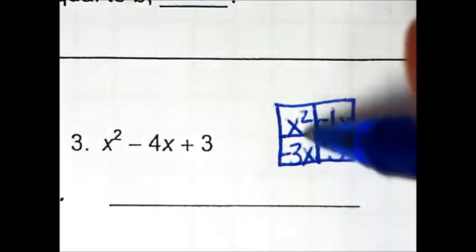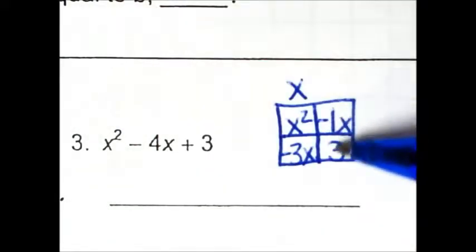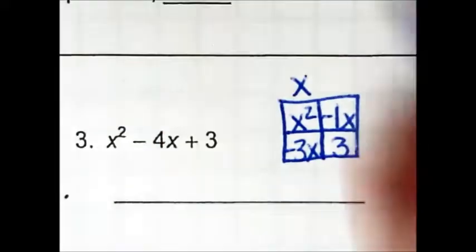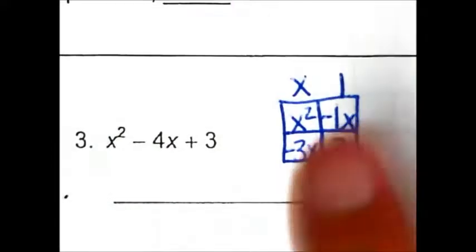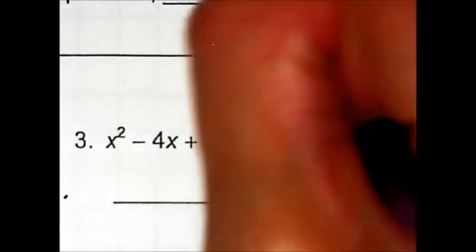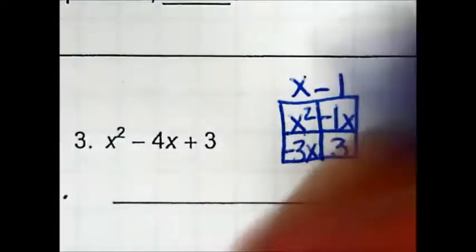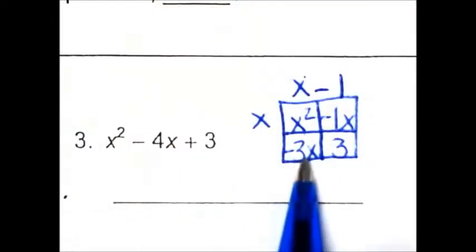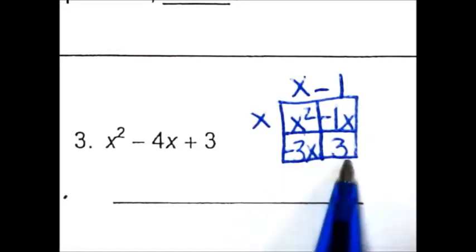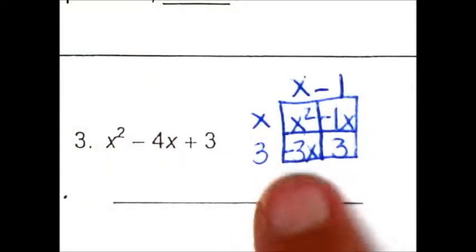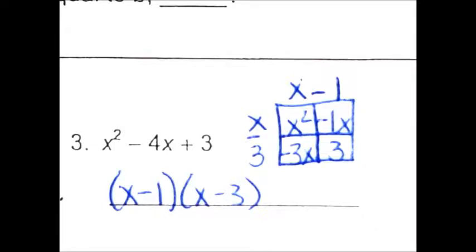Alright, these have what in common? An x. Okay, right here, 1 and 3 can both be divided by 1. But see how that's a -1? That's how you know to put a minus. These can both be divided by x. These can both be divided by 3. It's a negative, you put a minus. So x minus 1 times x minus 3 are your factors.